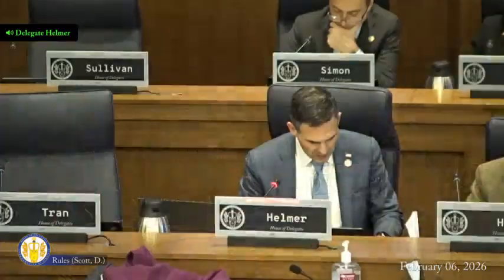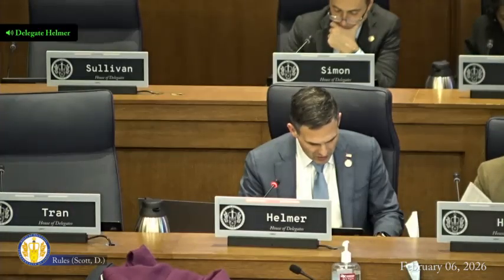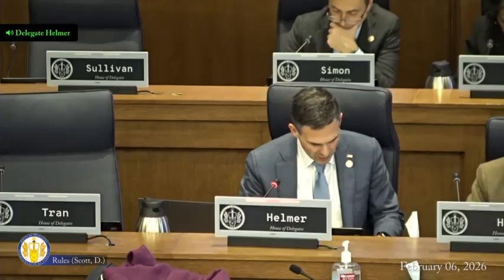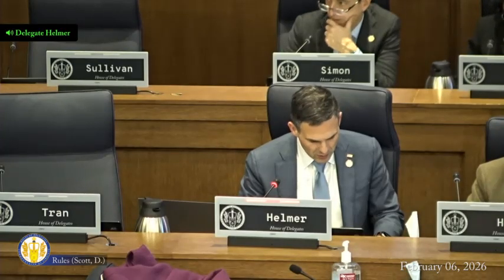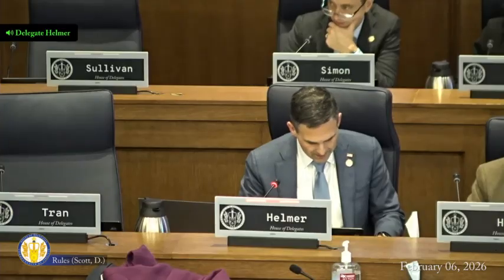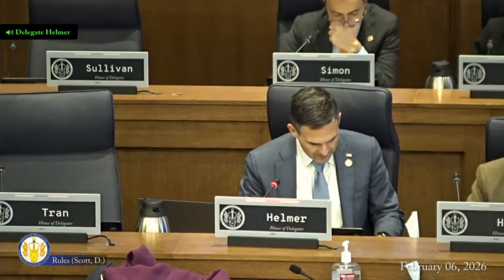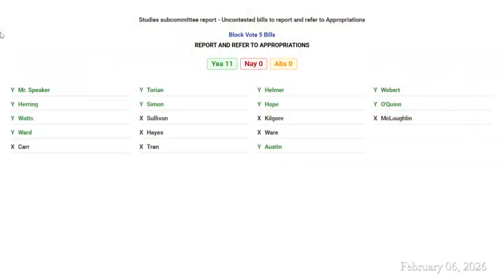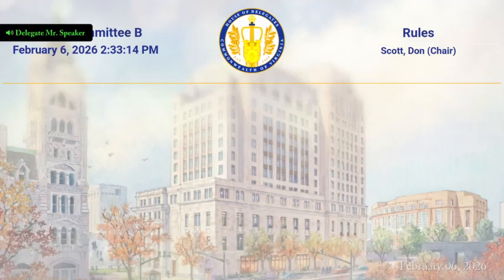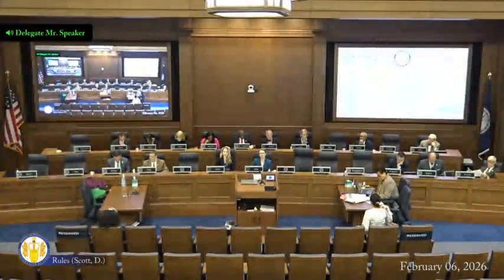Mr. Speaker, with those substitutes now adopted, I remake my motion to report and refer as amended or substituted those bills to the Committee on Appropriations. Second. So that's House Bill 285, 336, 814, 903, and 1433. Report and refer to appropriations. Clerk will open the roll. Clerk will close the roll. Ayes 12, no 0. Those bills are reported and referred to appropriations.